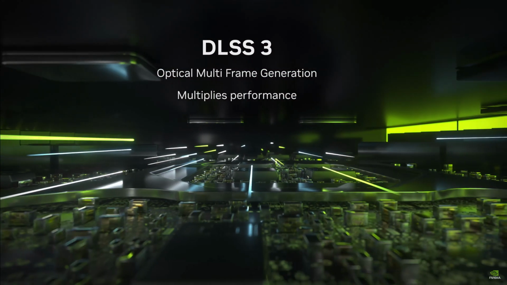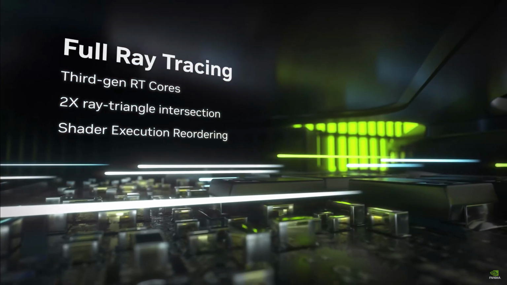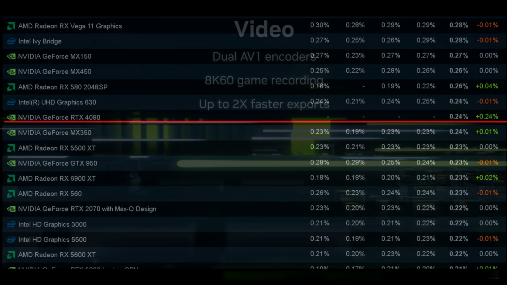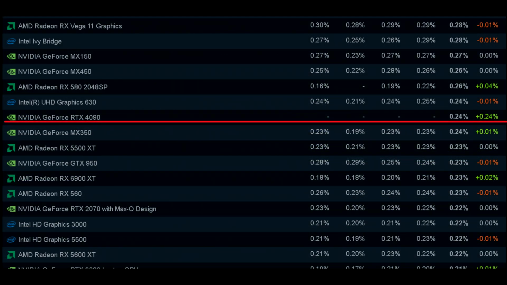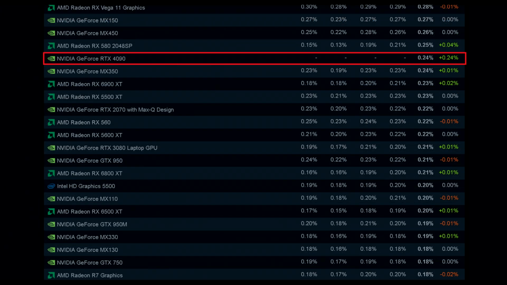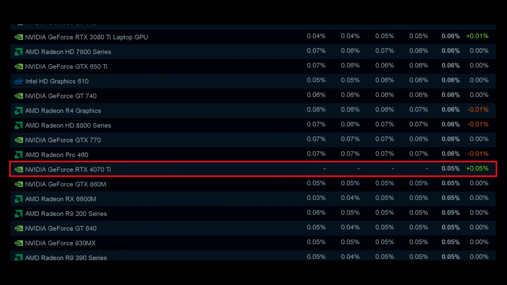Now, interestingly, if you were to search for Nvidia's RTX 4080 and 4070 Ti on this list, you won't be able to find them, but if you were to go to the section which has the GPU sorted by API and operating system, you'll find them there. In this section that shows DirectX 12 systems using Windows 10, you'll find the 4080 and 4070 Ti here. The RTX 4090 in this list is still sitting at 0.24%, but the RTX 4080 is at 0.14%, and the 4070 Ti is at 0.05%.